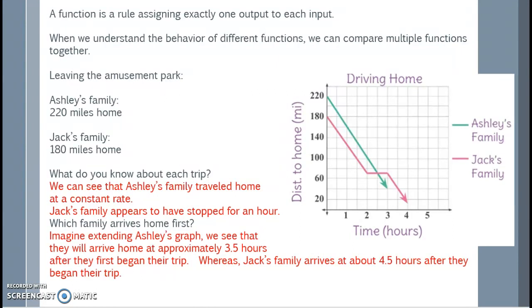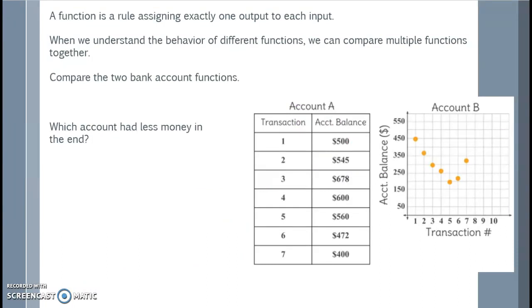Let's imagine extending Ashley's graph. We see that they will arrive home at approximately 3.5 hours after they first began their trip, whereas Jack's family arrives at about 4.5 hours after they began their trip because they had an hour break, or an hour stop, somewhere in between. When we understand the behavior of different functions, we can compare multiple functions together, such as Ashley's and Jack's family vacation trips. Now let's look at two different bank accounts.